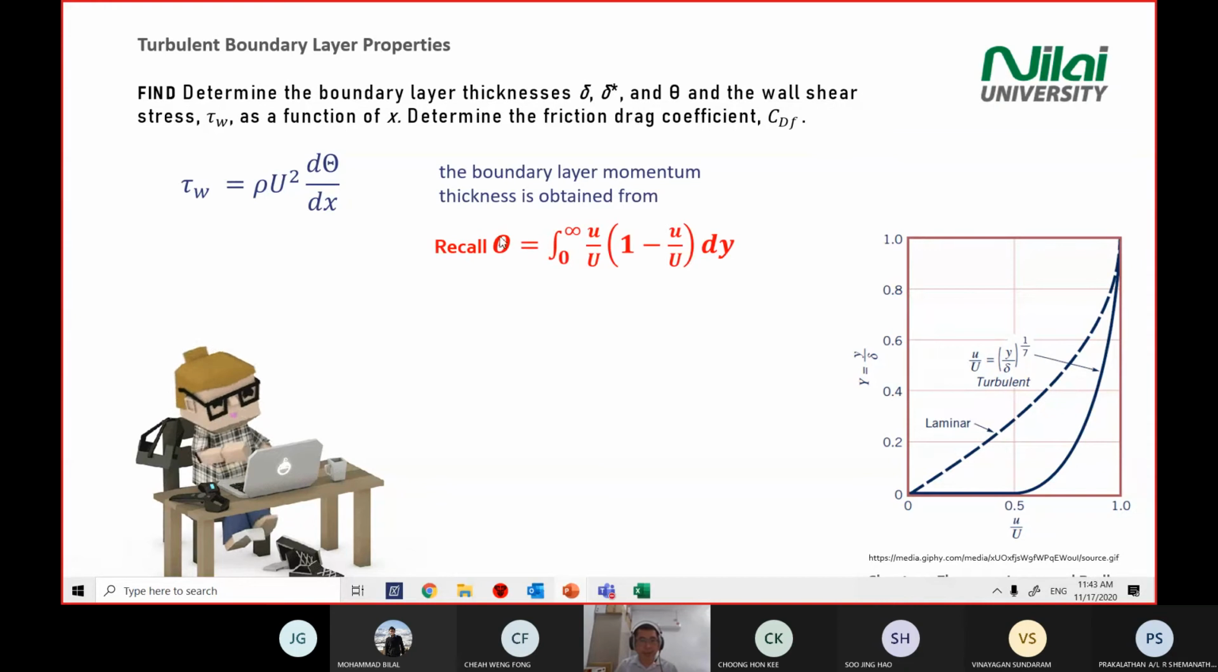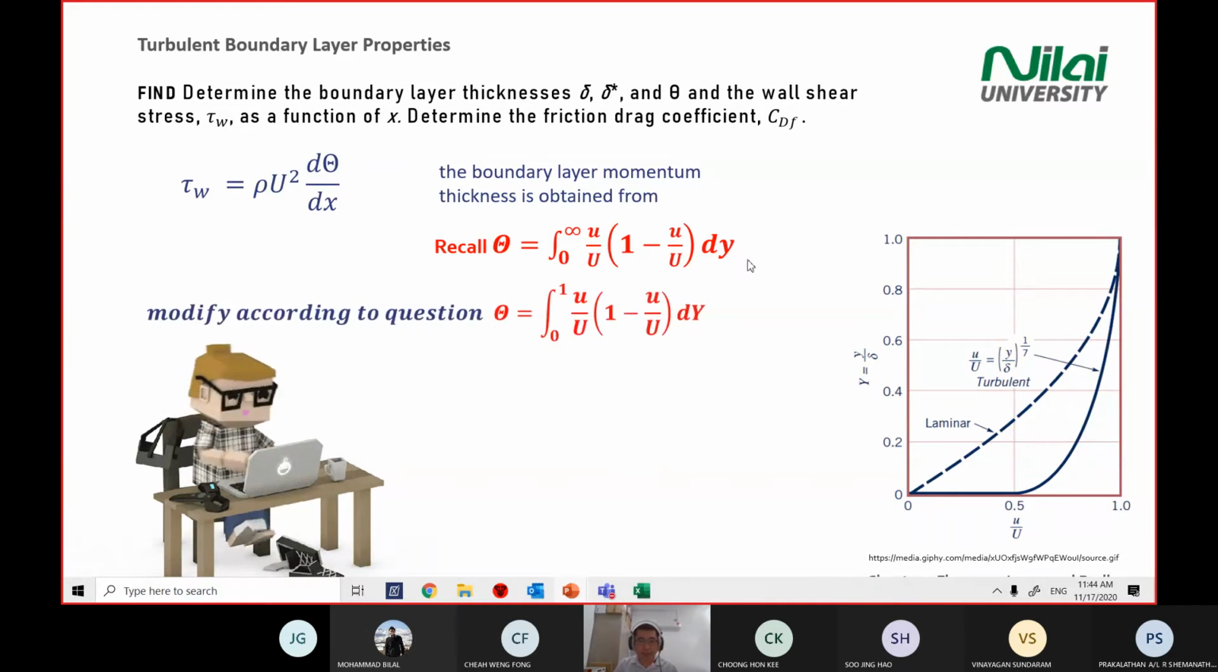And again, we call out the definition for momentum thickness equal to this one. We have seen this one more than 3 times already. So integration of small u divided by capital U, times the quantity one minus that ratio, times dy. We modify it a little bit to the question, because here our dy range is 0 to 1. So we modify this equation to our case here, 0 to 1.